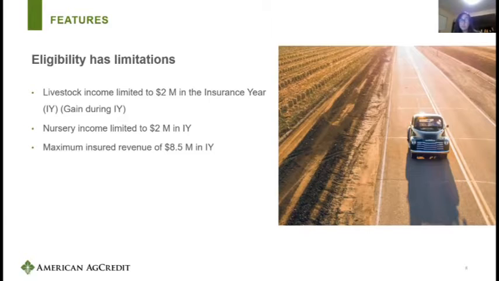There are a few limits with whole farm. Livestock has a limit of $2 million in the insurance year, and nursery has a limit of $2 million. The maximum revenue that you can insure or guarantee is $8.5 million.